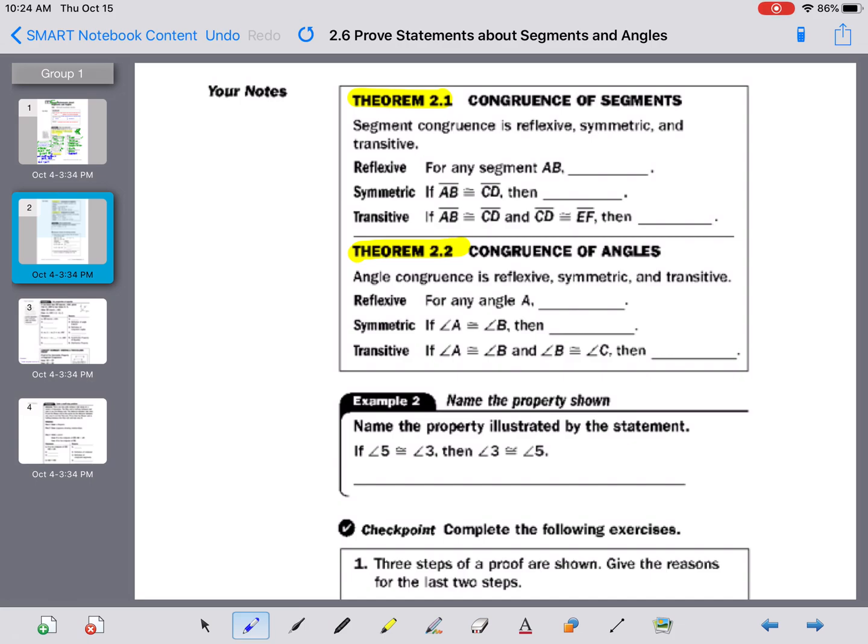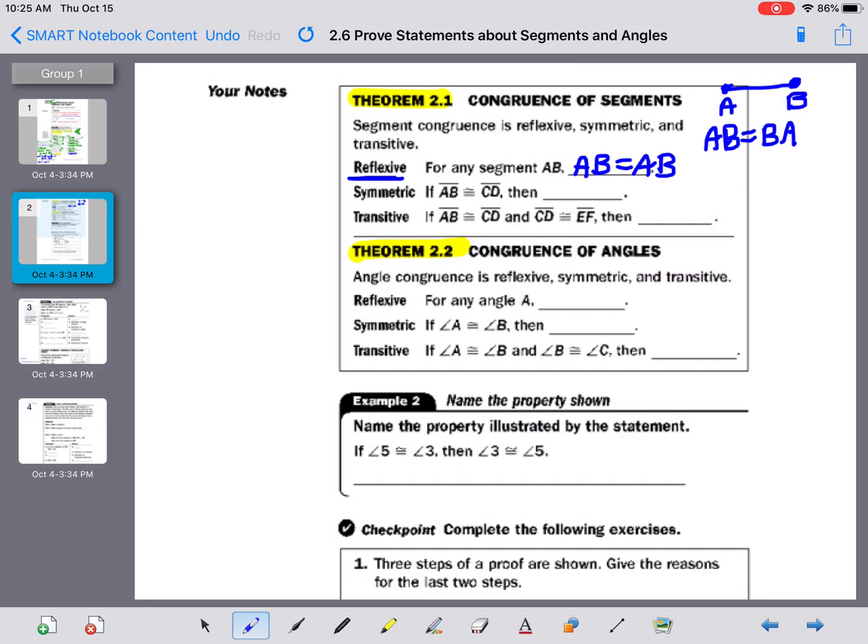So for any segment, the length of AB equals AB, okay? Reflexive, remember I looked in the mirror and I saw myself. Reflexive, it looks the same. By the way, I could have also written that AB equals BA, because really segment AB can have either name, AB or BA. So it's really the exact same thing.